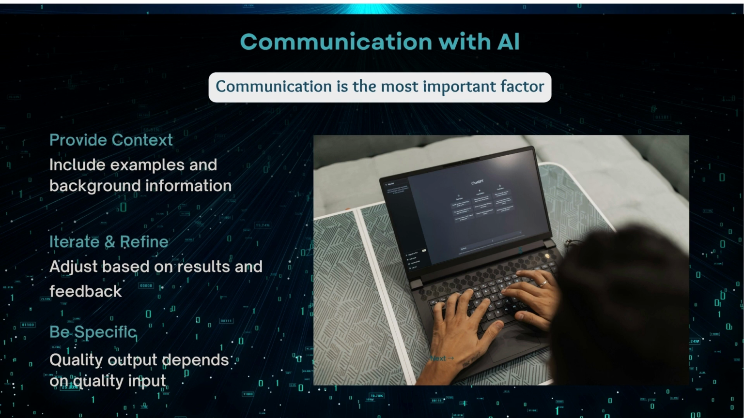Finally, be specific. Remember, the quality of your output depends on the quality of your input. The more precise and focused your instructions, the stronger your final results will be. So, treat every AI interaction as an opportunity to communicate clearly, provide strong context, and continually refine for the best possible outcome.